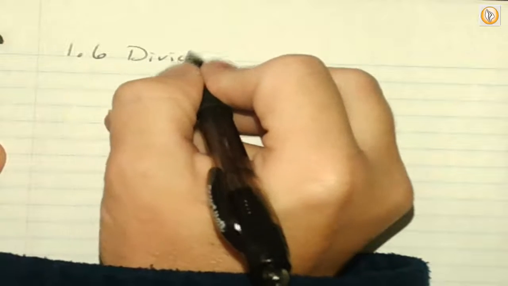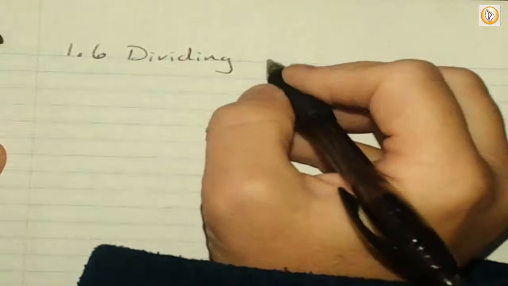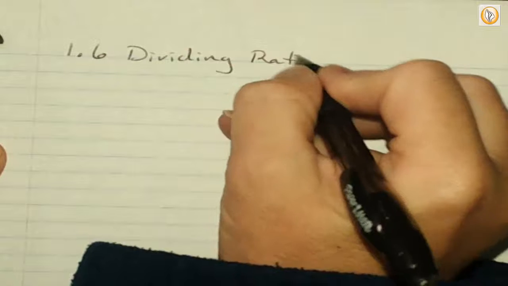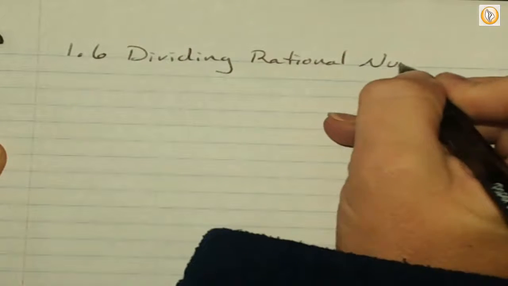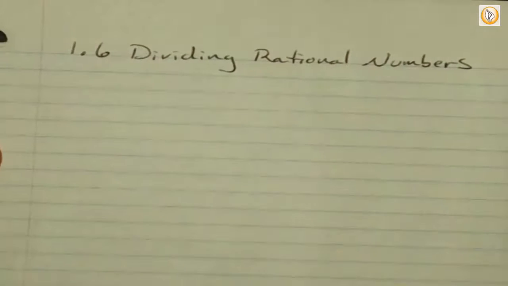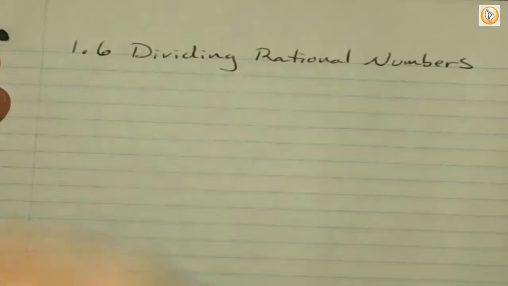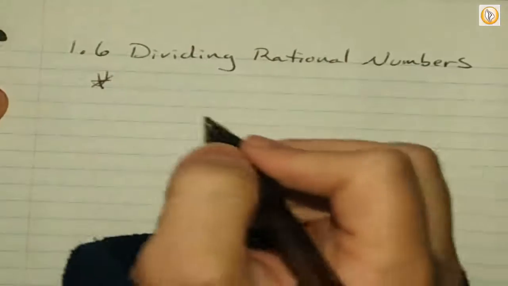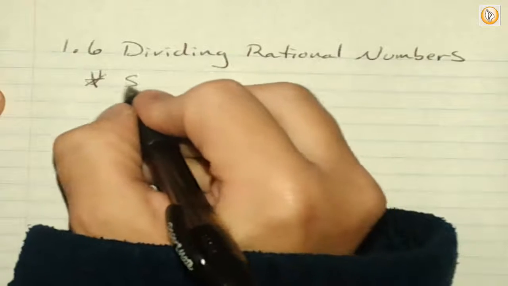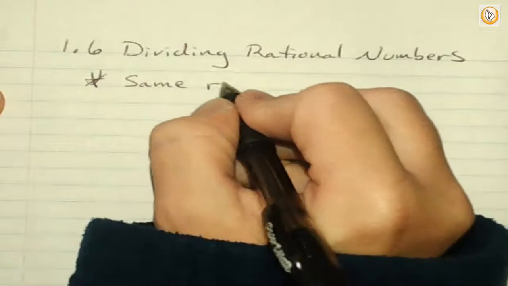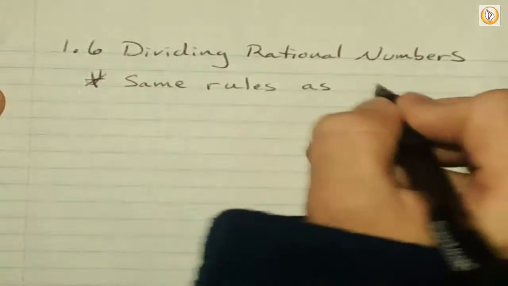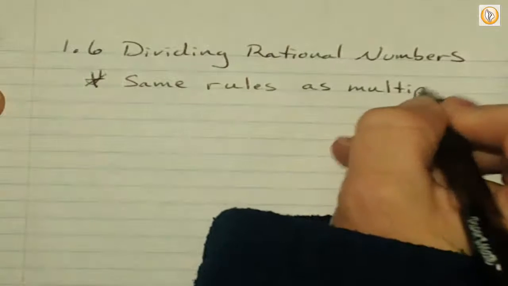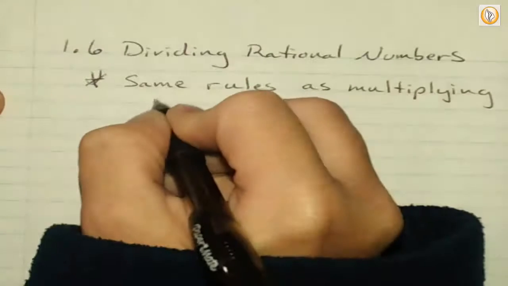So today we're doing dividing 1.6 rational numbers. Okay. So I have one page of notes because, as you recall, when you're dividing rational numbers, it has the same rules as multiplying rational numbers.